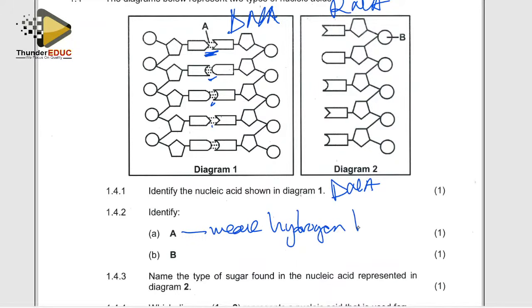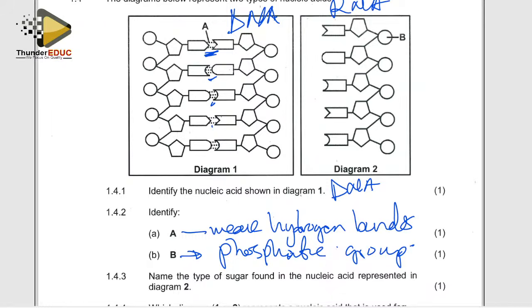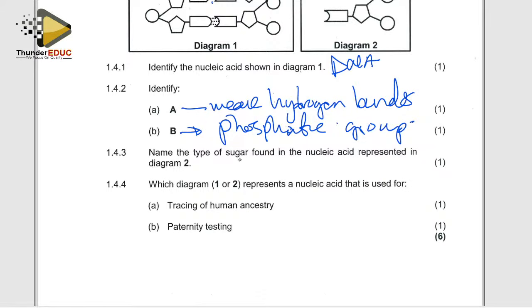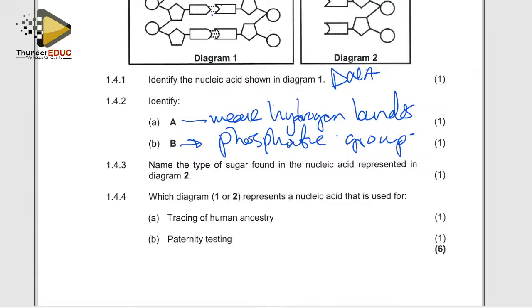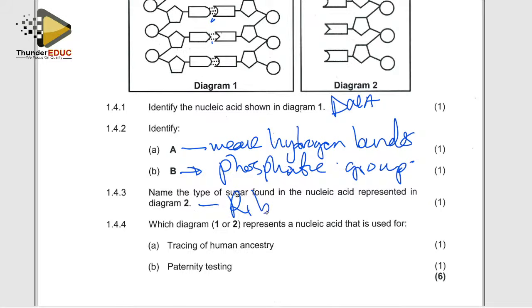hydrogen bonds. Yes. And then they're saying structure B, this is phosphate, phosphate group, or phosphate. Even if you say phosphate, you still get it right. Name the type of sugar found in the nucleic acid represented in diagram 2. The sugar found there in diagram 2, because it is ribonucleic acid, is ribose sugar.